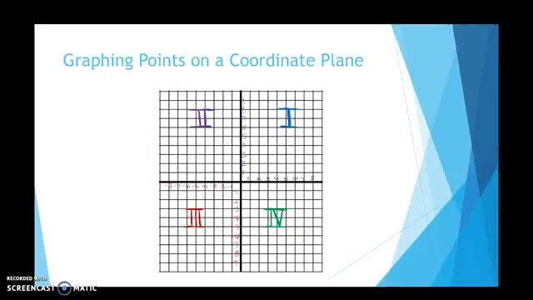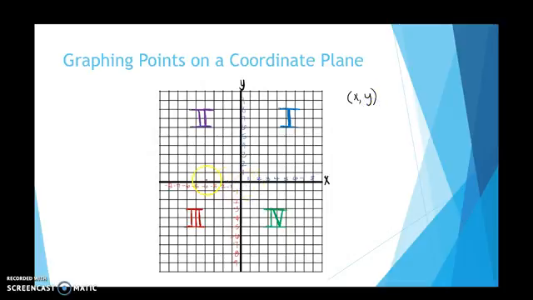Okay guys, so I want to do a quick review of graphing on a coordinate plane. So first of all, the axes, it's really important to know that. The X is the horizontal axis going from left to right, and the Y is the vertical axis up and down. So we know that a coordinate is written as X comma Y.